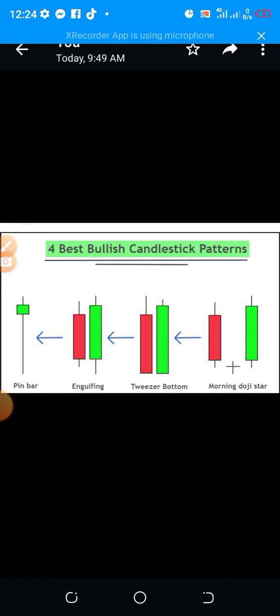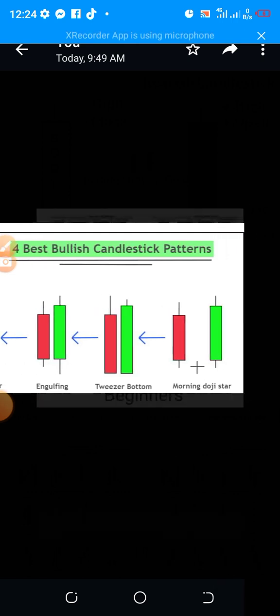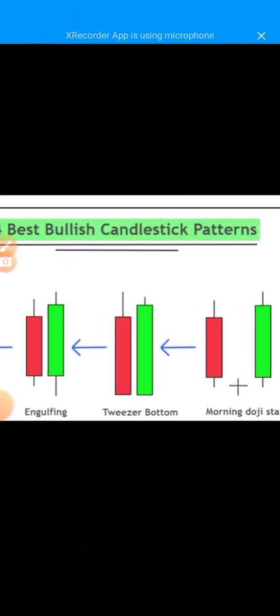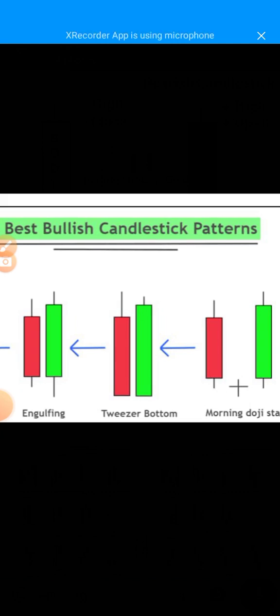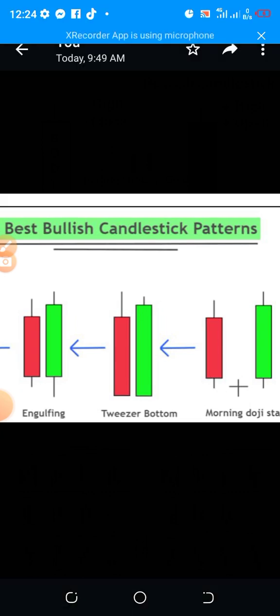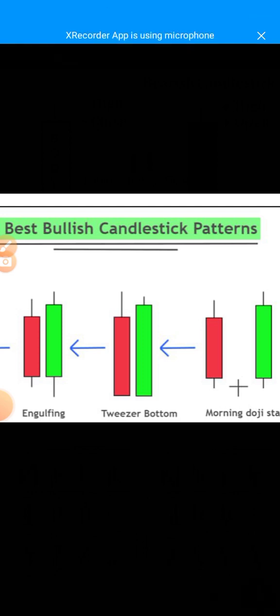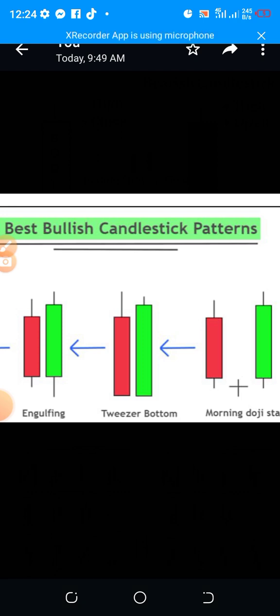We also have the tweezer tops and bottoms. Tweezer top and bottom is also a very nice reversal pattern, like the bullish engulfing. So what is the tweezer bottom? I want to just talk about this, and then we get done. We shall come back in the next video. A tweezer bottom is another pattern. This is the bearish candle.